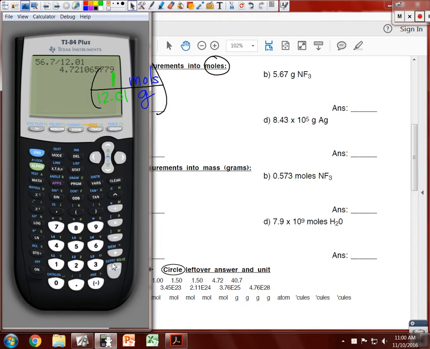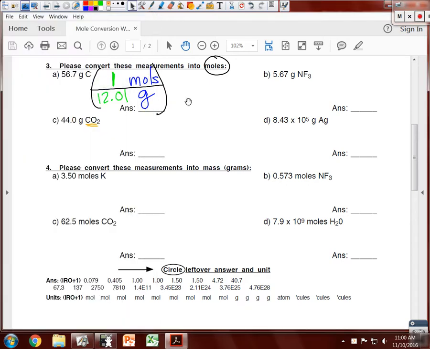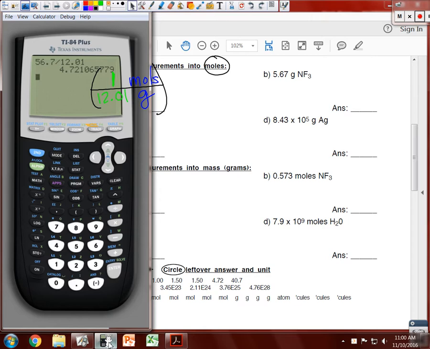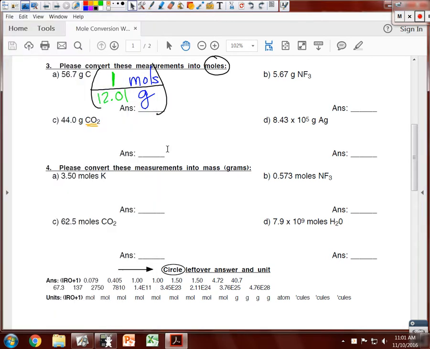Now, looking at the given, it's 56.7. So how many significant figures is that? 3. And let's come back over here and look. What will we round that to? Okay, very good. So we've got 4.72, and it's moles of carbon.